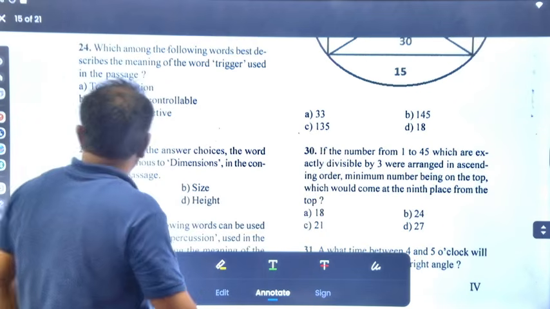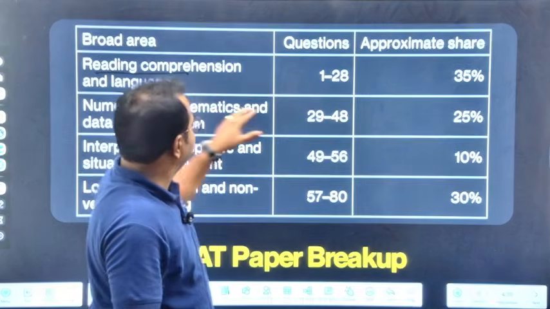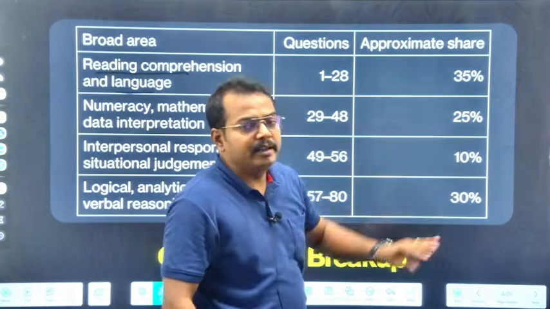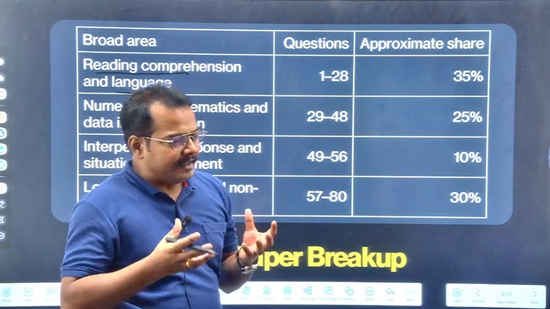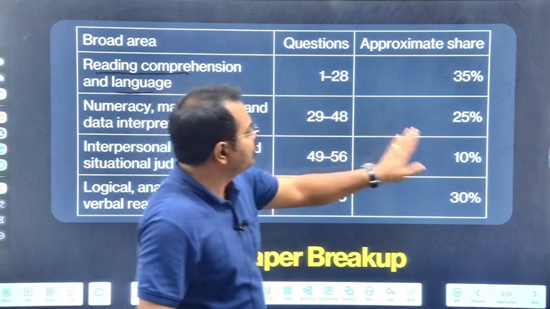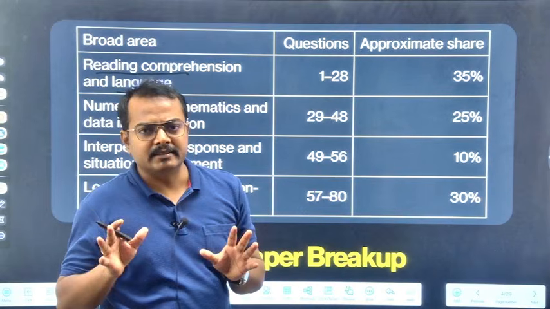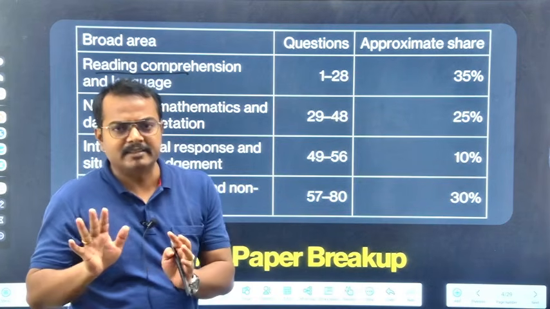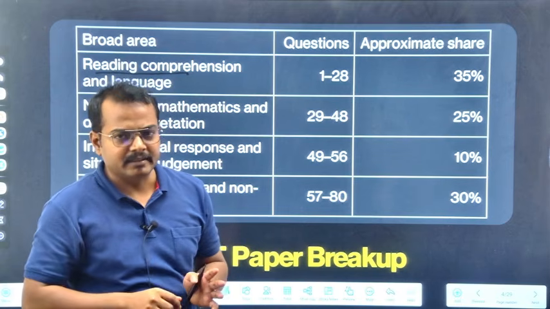In the second segment, from question number 29 to 48 there is mathematics involved, and the weightage of mathematics is only 25%. So those students who find mathematics extremely difficult and are not able to solve it, they simply have to omit it. No need to prepare mathematics. You can simply remove this 25% from your preparation. You solve only 75%. You got it?